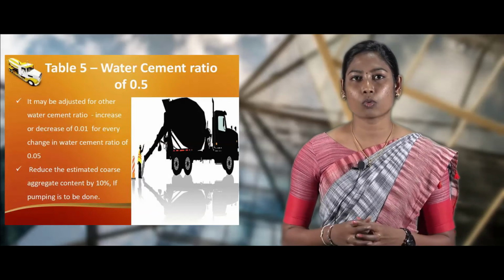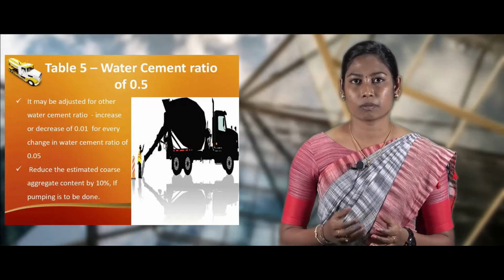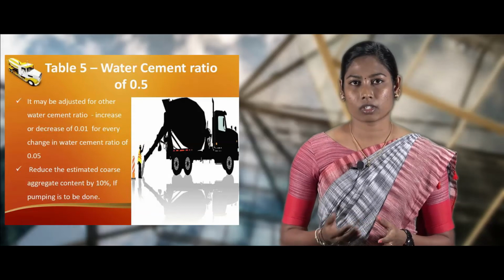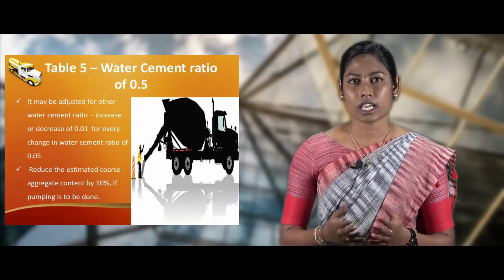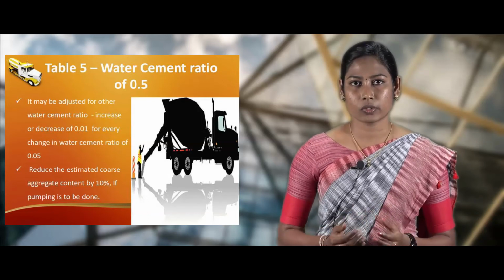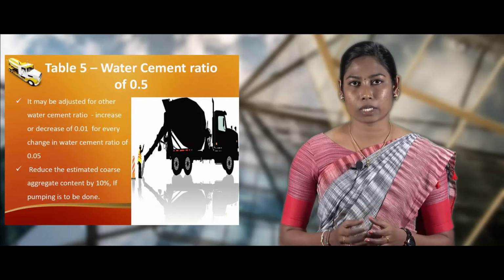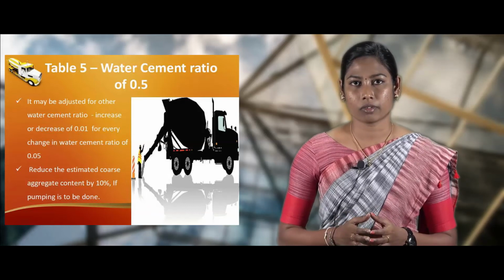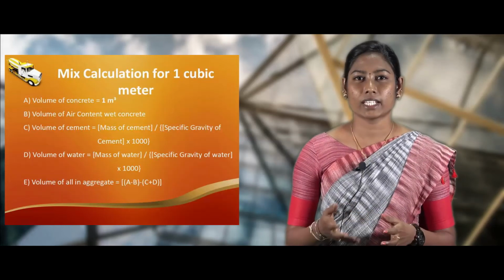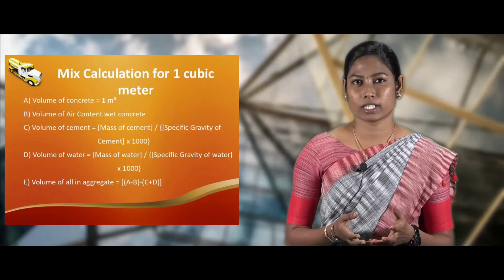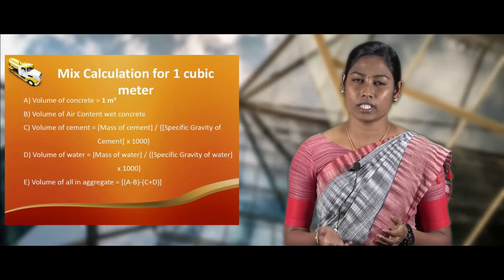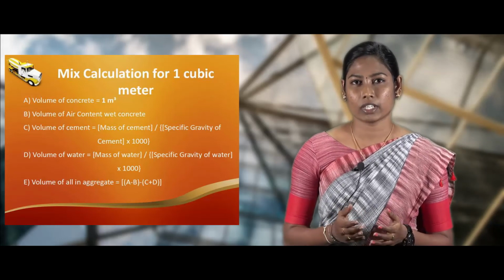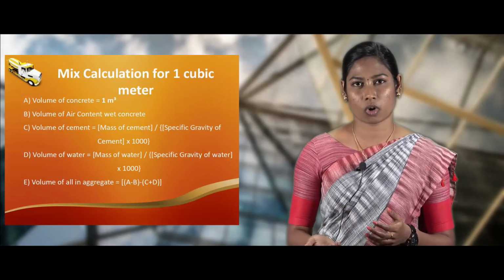Sometimes more workable concrete is required, when the concrete is placed by pump or when the concrete is worked around congested reinforcing steel. In such cases, it is desirable to reduce the volume of coarse aggregate determined using Table 5 by up to 10%. For calculating the fine aggregate proportion, subtract the coarse aggregate proportion from 1. Next, move on to step number 7, mix calculation for 1 meter cube of concrete.